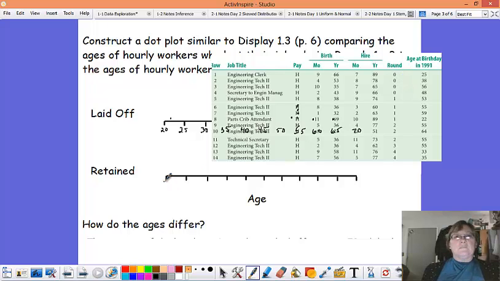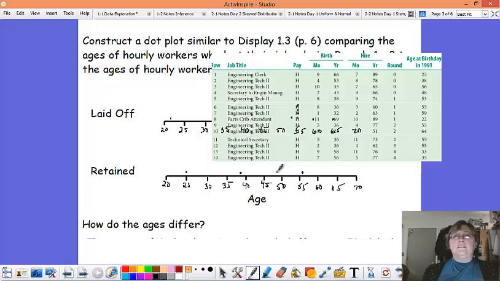So I'm going to go ahead and number this again and ask you to do the same. And it's kind of important that we look at these number lines on the same scale with the same spacing so that we get a fair and accurate picture of our data set. The first retained employee, 25. The next one, 38. Then 56.